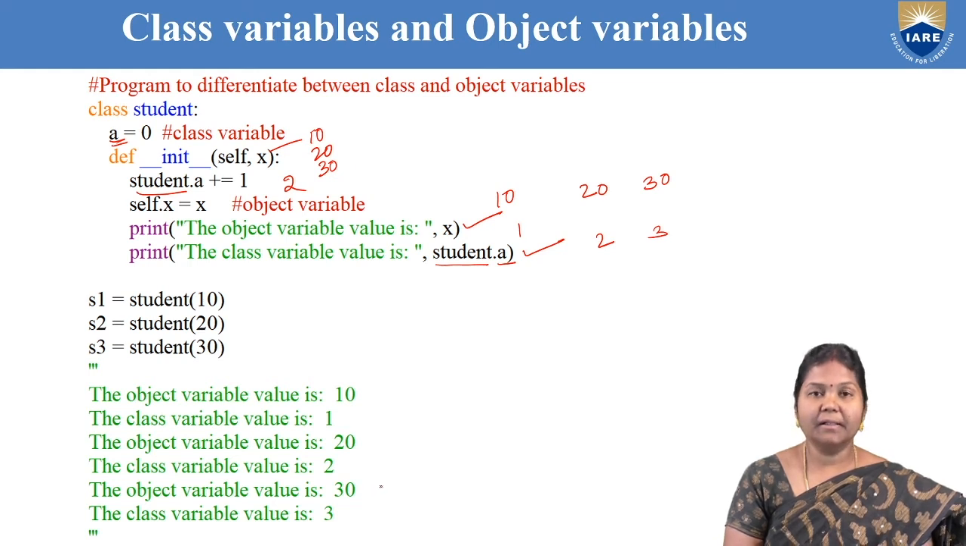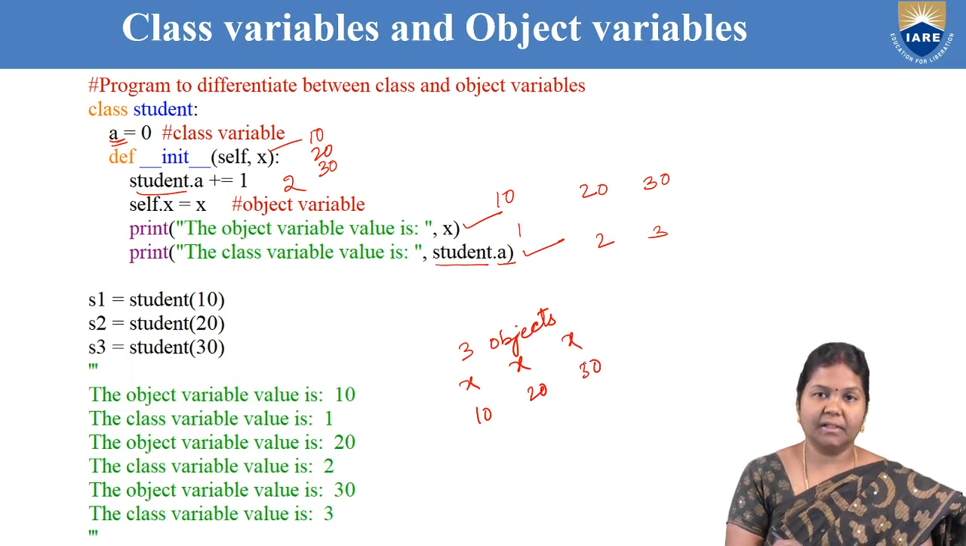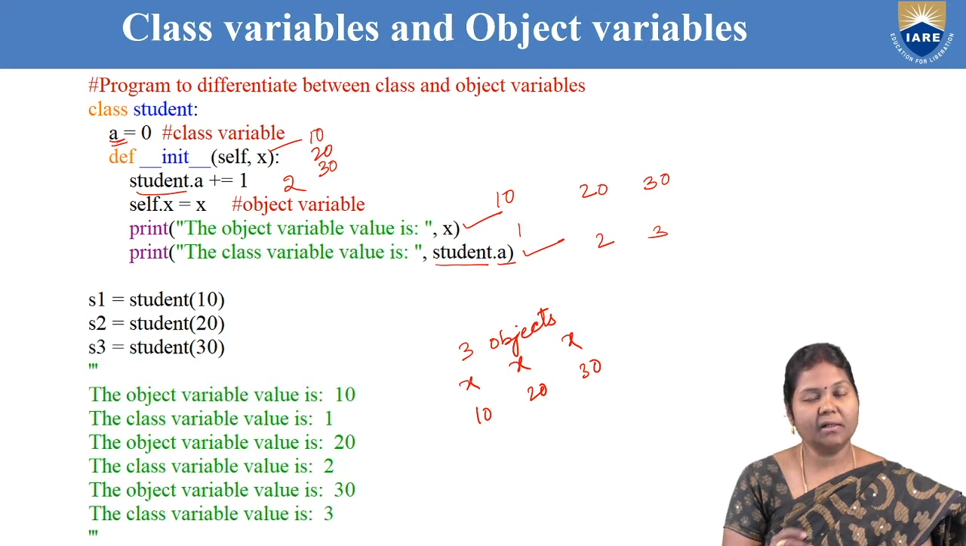In this manner, the class and object variables are printed. If there are n number of objects, here we have got 3 objects, so every object will have its own copy. The first time x value is 10, the second time x value is 20, the third time x value is 30. If you do any modification, it won't reflect to the other object variables, and it is not shareable also.